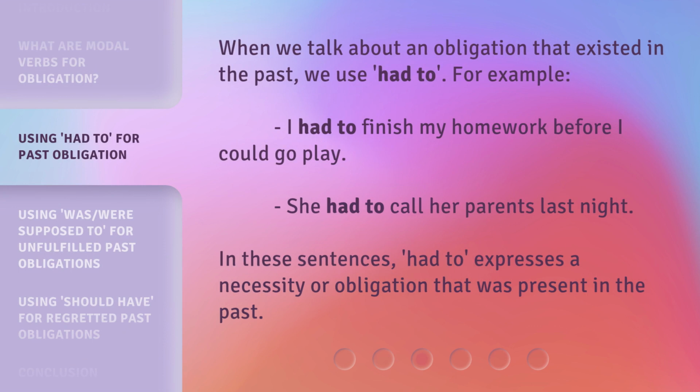When we talk about an obligation that existed in the past, we use "had to." For example, I had to finish my homework before I could go play. She had to call her parents last night. In these sentences, "had to" expresses a necessity or obligation that was present in the past.